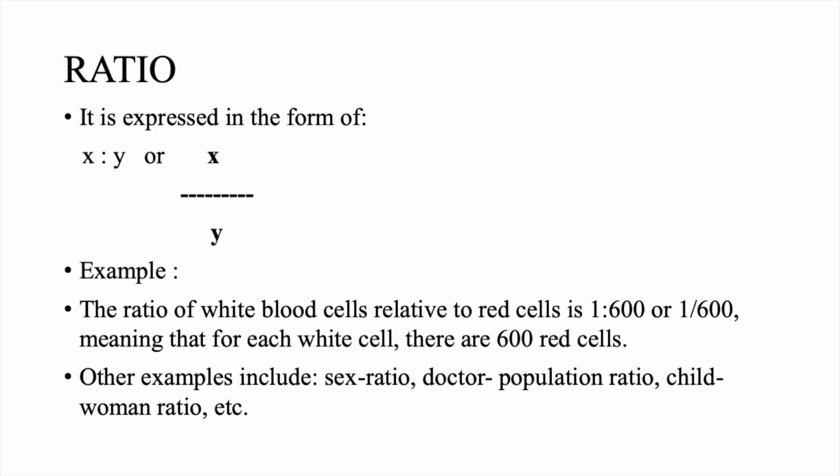So it is expressed like x divided by y. For example, the ratio of white blood cells relative to red cells is 1 to 600, or 1 by 600. This means for every white cell we have 600 red cells. And other examples of ratios are sex ratio, doctor population ratio, child woman ratio, etc.